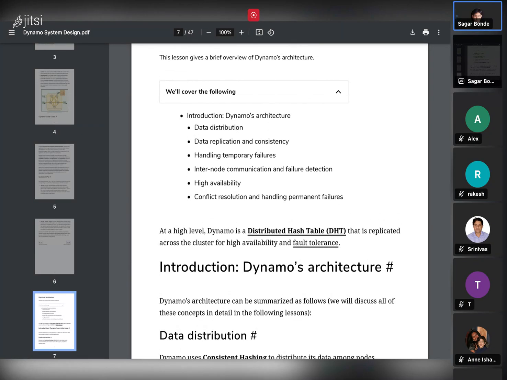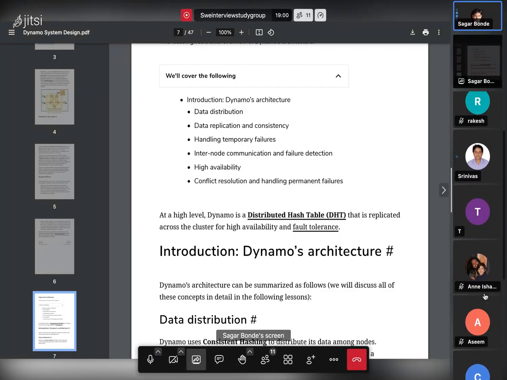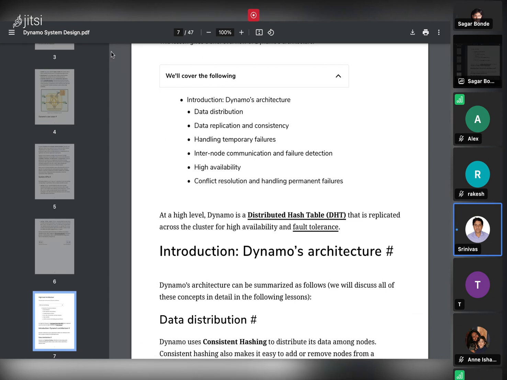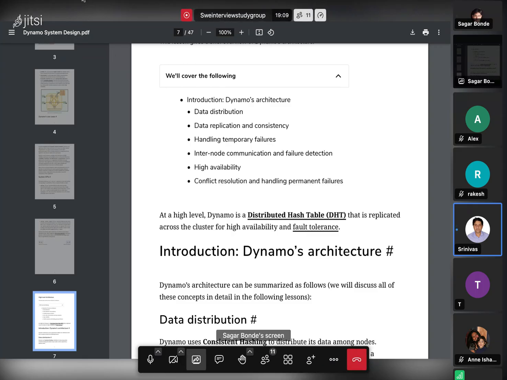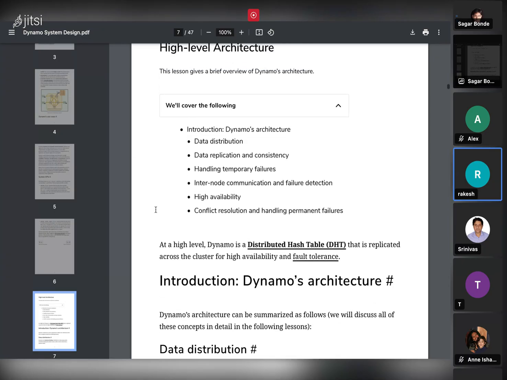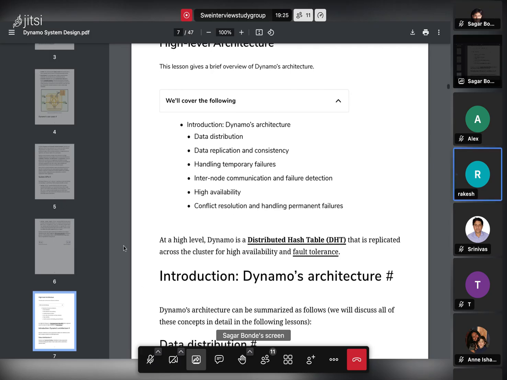Does anyone want to read? Let's take turns so that everyone can participate. If there are no volunteers, make it round robin. I can read for some time. Sounds good. Let's take turns in 15 minutes, rotating so that everyone is able to participate. Yes, go ahead.